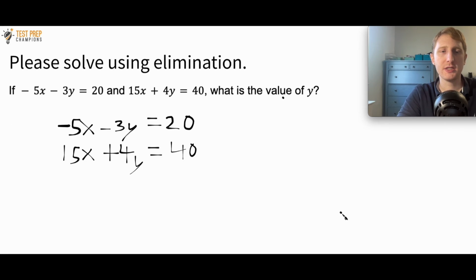When I teach this method, I like to start by stacking the equations on top of each other like this, just because I think it's easier to see this way. But when you go to take your test, it's up to you to decide if you want to take the time to write them out like this or not.